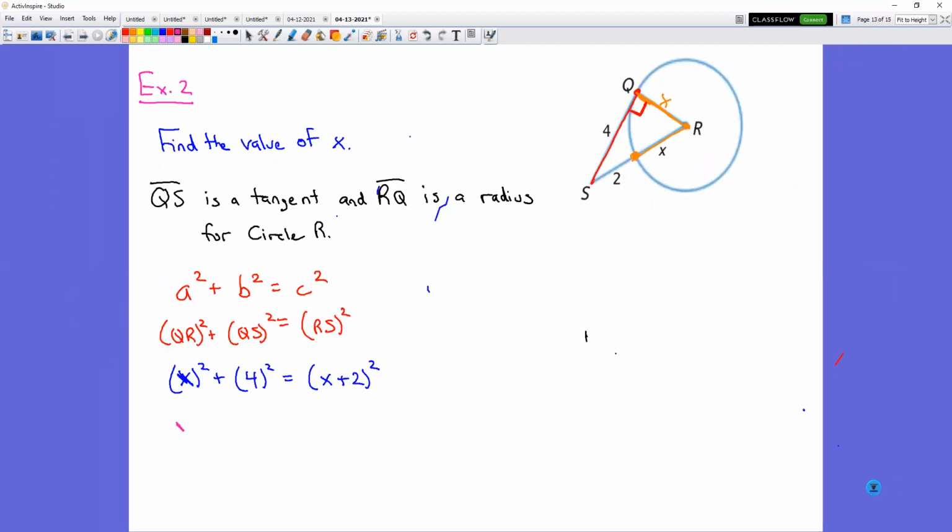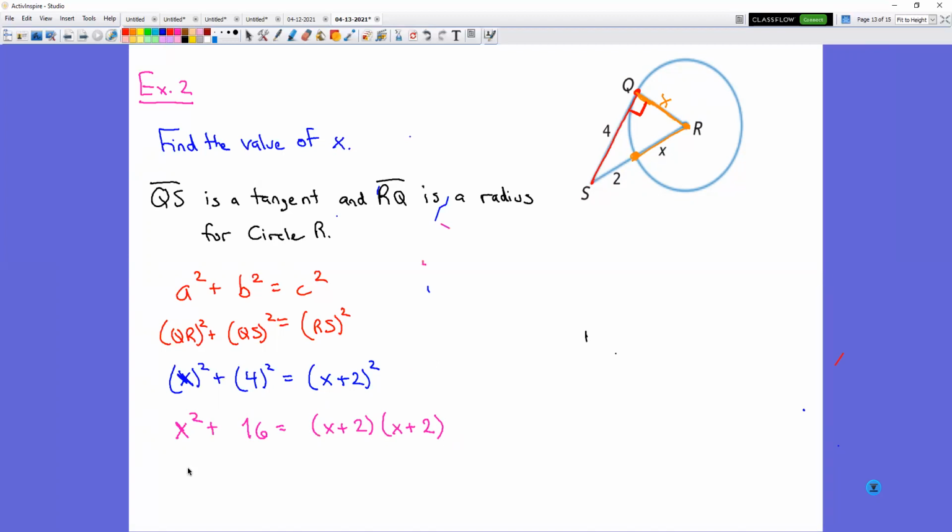So x squared, of course, is just x squared plus 4 squared. 4 squared is 16. But over here, we have x plus 2 quantity squared. So what that basically means is we have to write this out as x plus 2 and x plus 2. Remember, x plus 2 squared means we write it out twice. And so now we have to go back to our algebra, and we have to distribute x plus 2 to the other x plus 2. Okay, and here's how we do that.